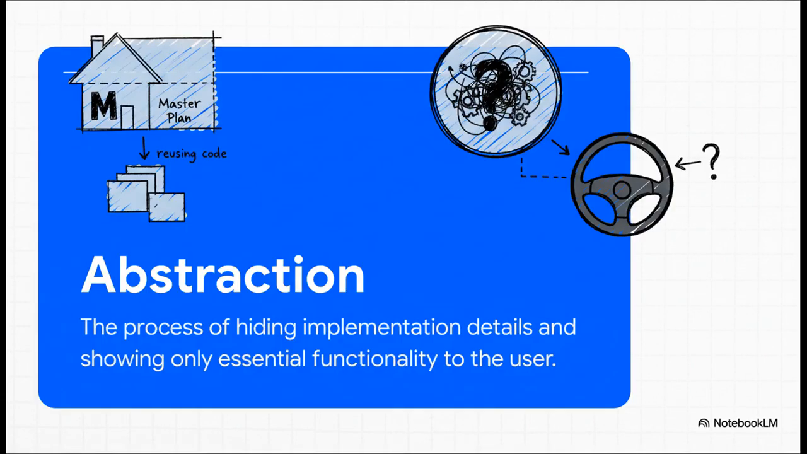So inheritance is awesome for reusing code, but what if you want to think bigger? What if you want to create a master blueprint, a grand plan for how things should work? Well, that's where abstraction comes into play. Abstraction is all about hiding the messy, complicated details, the how, and only showing the user what they actually need to know, the what. Think about a car's steering wheel. You know what it does, right? It turns the car. You don't need to know every single gear and piston involved in how it does it.